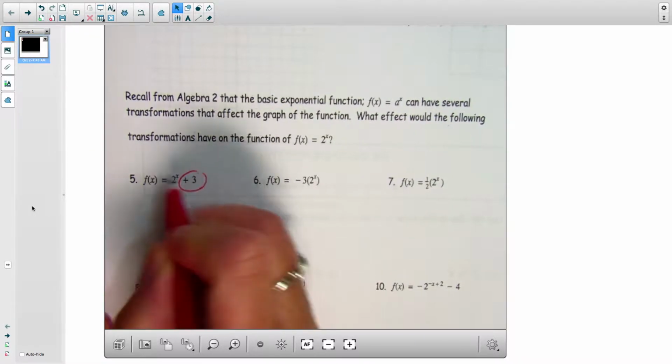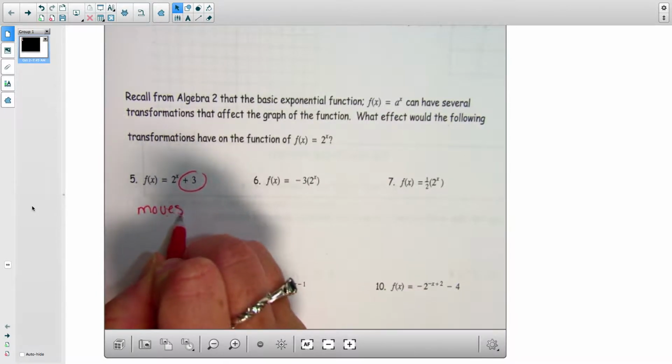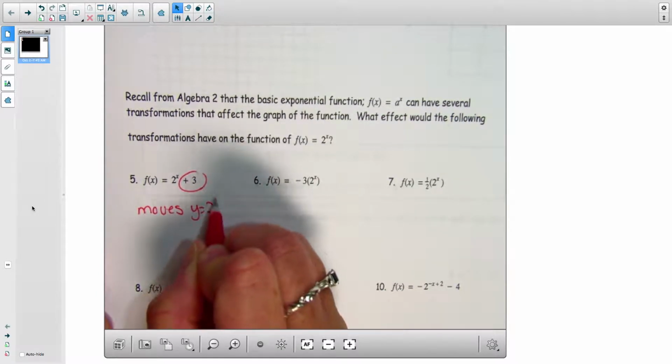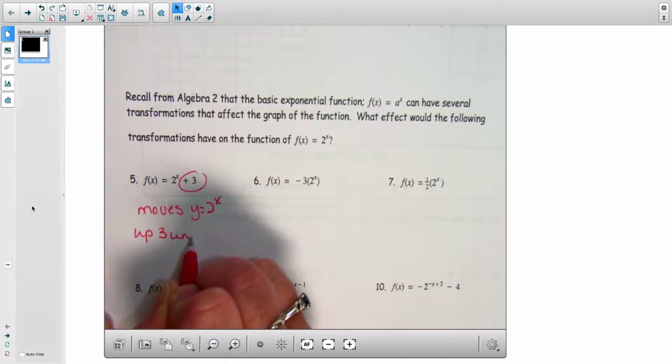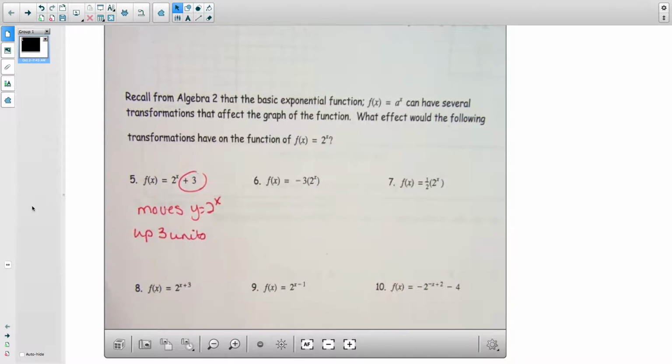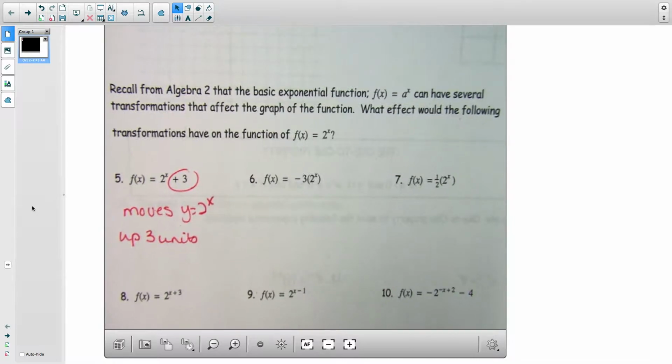So this 3 moves y equals 2 to the x up 3 units. Questions on 5? 6 has how many different transformations there?